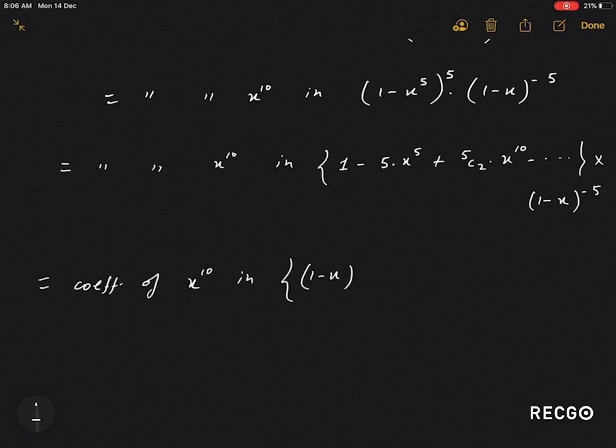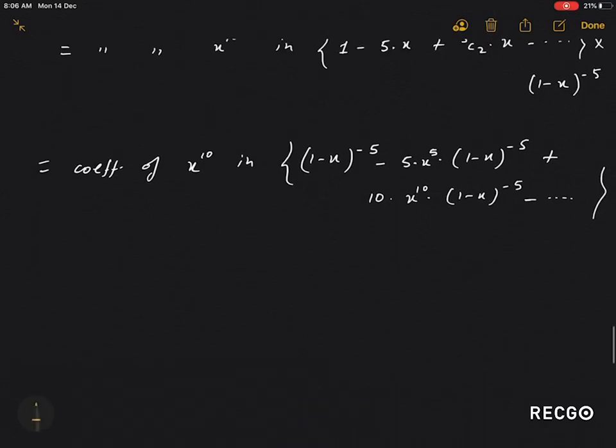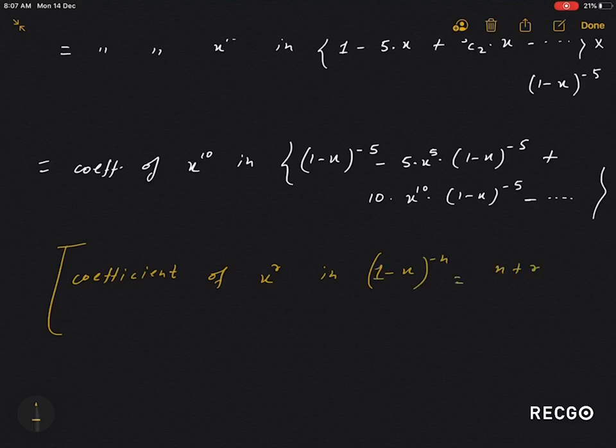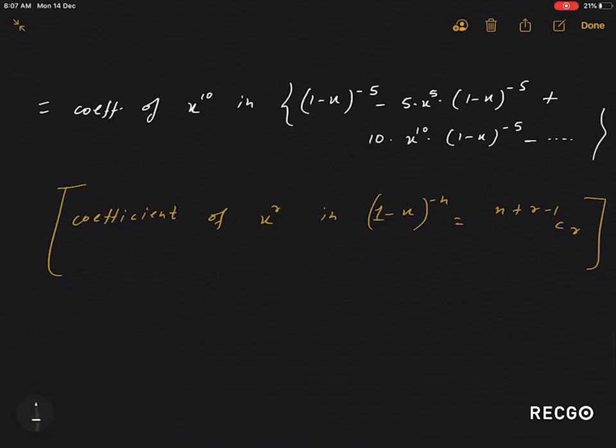So this is equal to the coefficient of x to the power 10 in, if you multiply term by term, 1 minus x to the power minus 5, then minus 5 into x to the power 5 into 1 minus x to the power minus 5, and 5c2 is 10, so 10 into x to the power 10 into 1 minus x to the power minus 5, and ignoring the other terms because they are not going to contribute to the coefficient of x to the power 10. So that is equal to the coefficient. Now you must be knowing this formula: the coefficient of x to the power r in the expansion of 1 minus x to the power minus n is equal to n plus r minus 1 cr. Okay, so I'm going to use this formula.